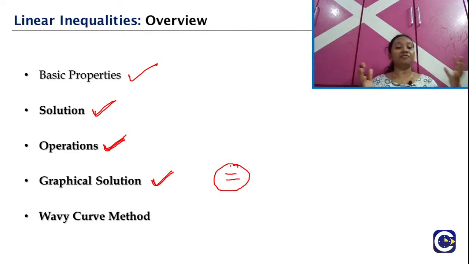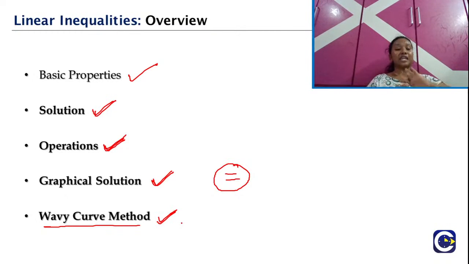And the next and most important method in our linear inequalities is nothing but the wavy curve method. If we are familiar and handy with this method, then we could easily solve any given linear inequalities within seconds. It's as simple as that. Right. So we should be very alert, and we have to pay more attention when we are dealing with the wavy curve method.